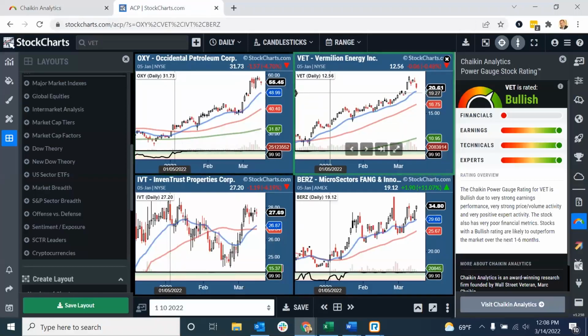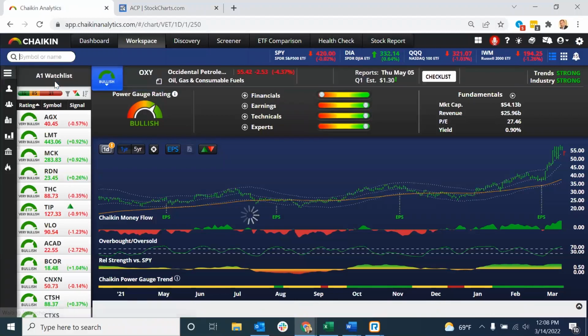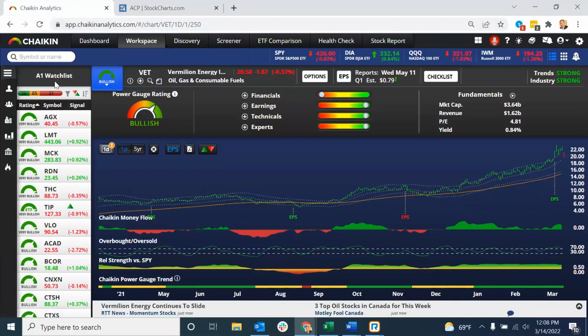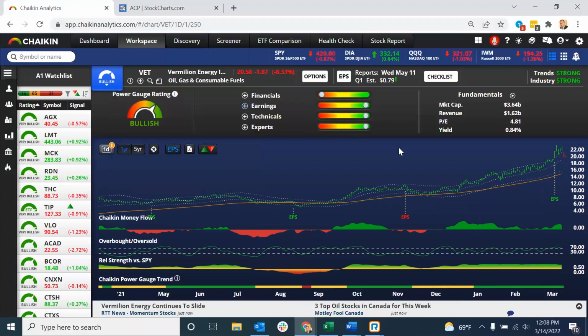Let's check out Vermilion Energy, VET. I don't think it's a veterinarian stock, but they've got an interesting name. It's oil and gas consumable fuels, in that particular sector. If you want to know what it does, obviously exploration, development and production of petroleum and natural gas. Again, a very similar setup as Occidental. More of a smaller cap or a large small cap, really a small mid cap, so to speak.